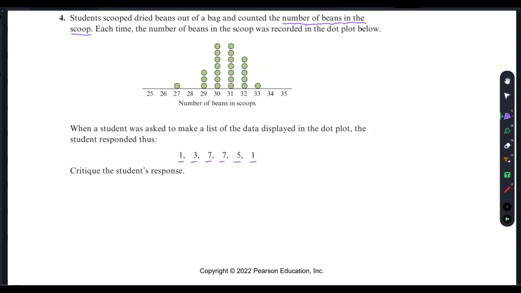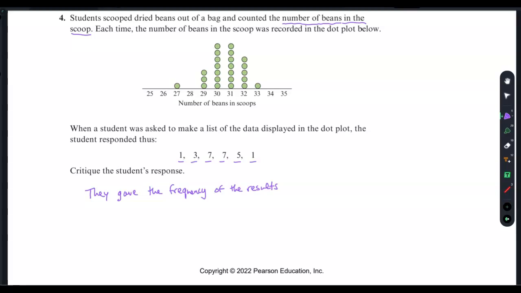So if you're making a list of the data displayed in this dot plot, you would not just list the frequencies. The frequencies make sense. It's how many times each of these occurred. This occurred once, this occurred 3 times, 7 times, 7 times, 5 times, 1 time. But that's not the actual data. They gave the frequency when they should have given us the actual data.